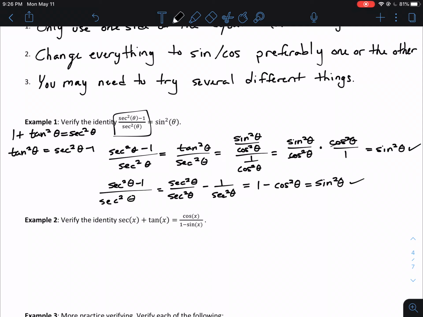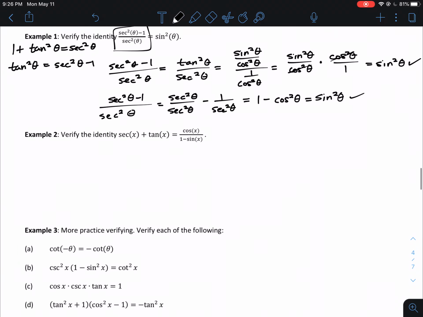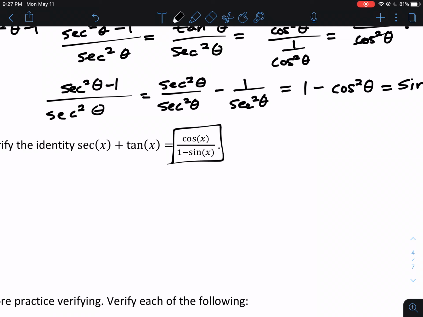Okay, let's take a look at another example. So example 2, let's now verify the identity that secant of x plus tangent of x is equal to cosine of x divided by 1 minus sine of x. And to do that, let's pick which side we're going to work with. So let's pick the right side and try to show that it's equal to the left side. So we're going to start with cosine of x divided by 1 minus sine of x.